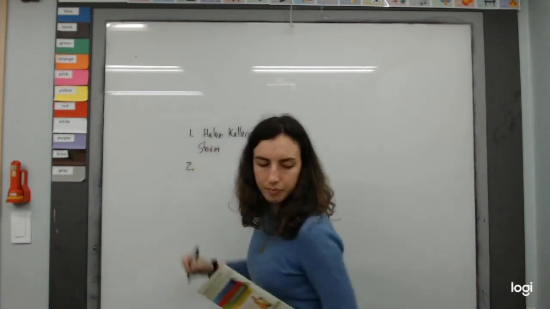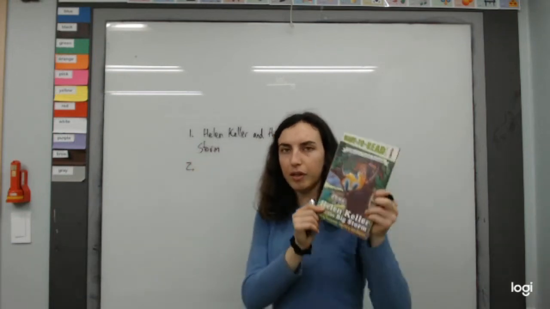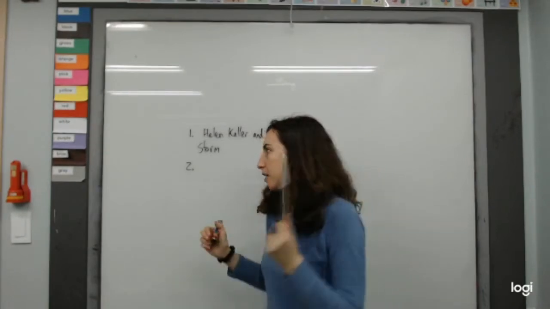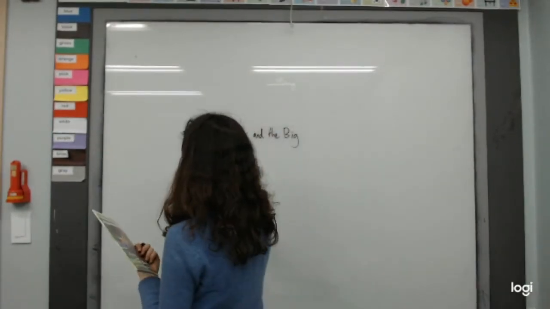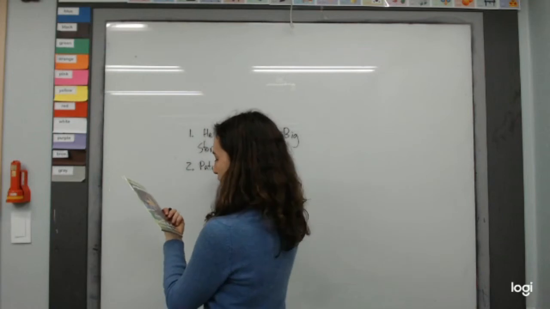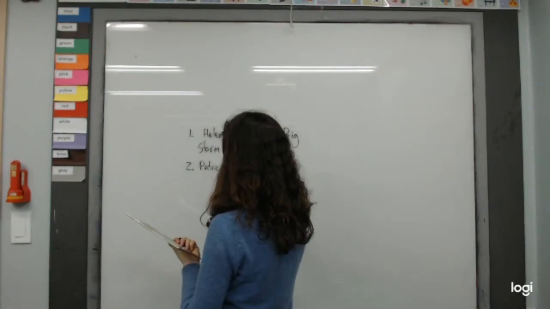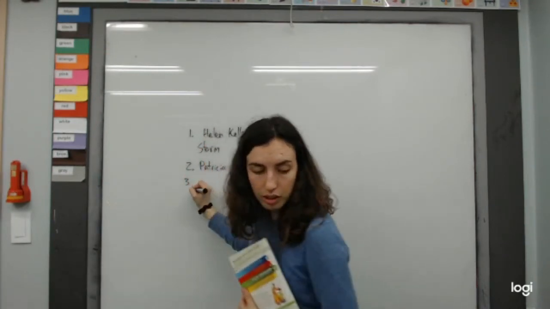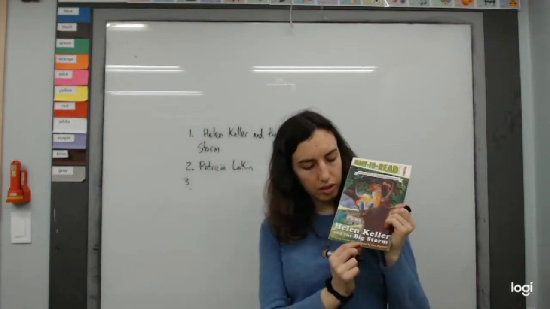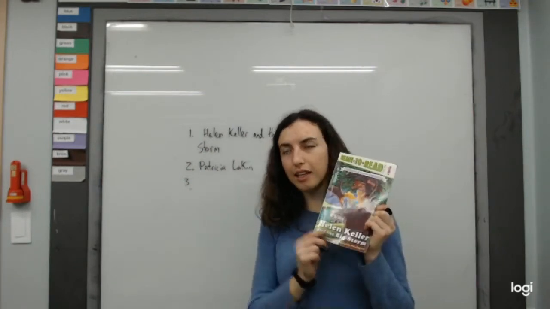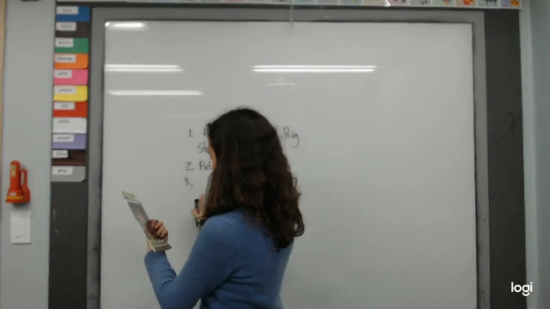Okay, number 2, who is the author of the book? We can see that here at the very bottom. The author of the book is Patricia Lockett. And next question, who drew the pictures? Again, at the bottom, we see illustrated by Diana Magnuson.